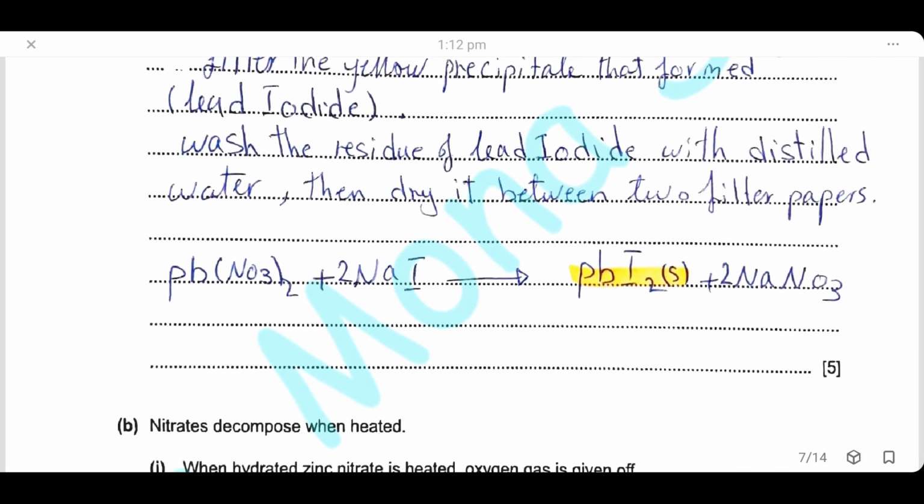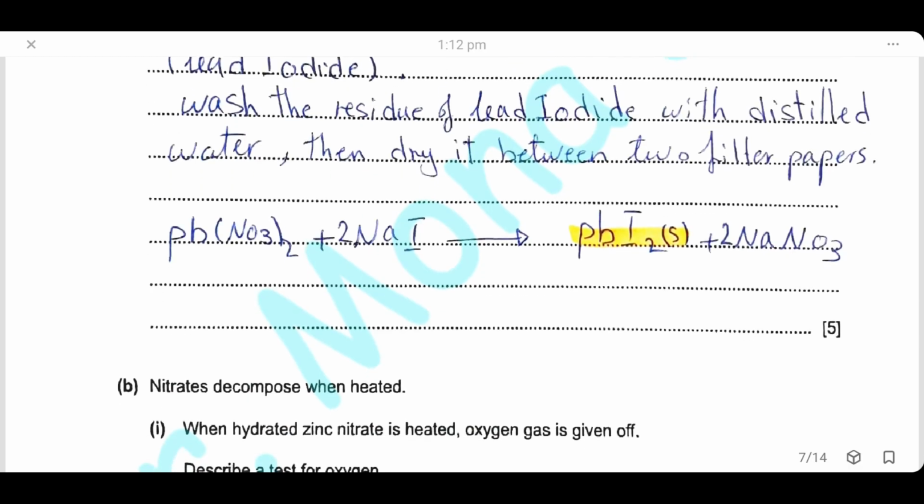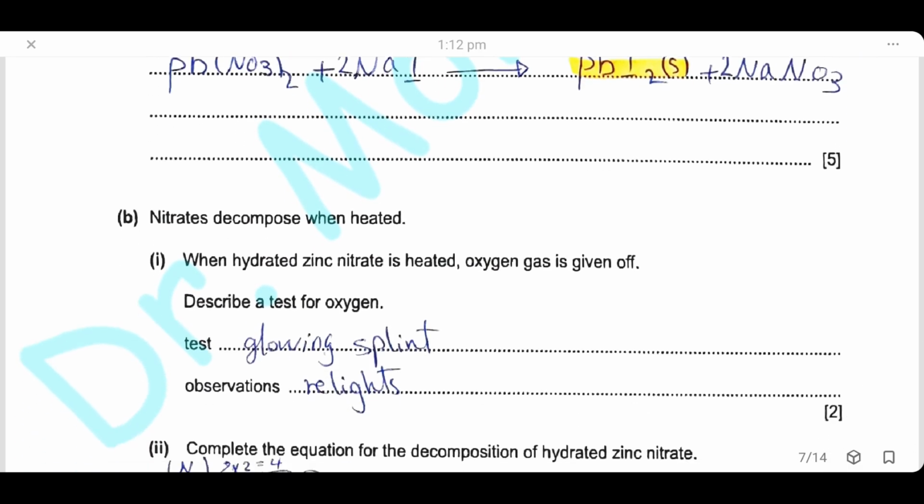You have to write the equation for the reaction. Lead nitrate plus sodium iodide gives lead iodide precipitate, and aqueous sodium nitrate in solution.